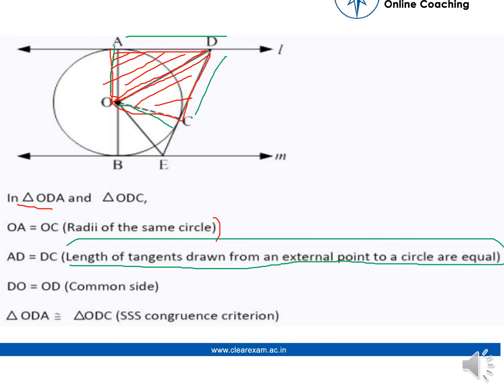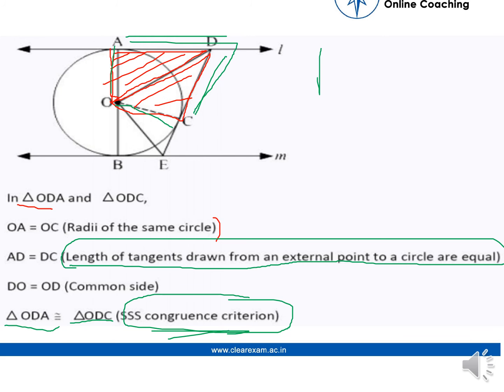This is the theorem. From that we can say these sides are equal. DO equals OD because it is the common side. So we can say that triangle ODA is congruent to triangle ODC due to the congruency criterion. It is a rule that two triangles are equal if they have some similar properties. We have three similar properties in these triangles, so these triangles are congruent.